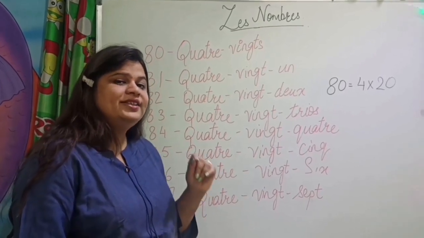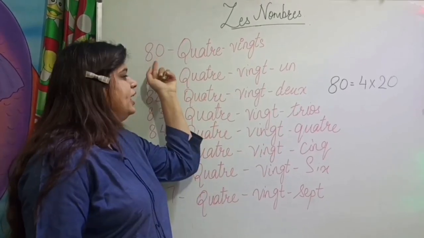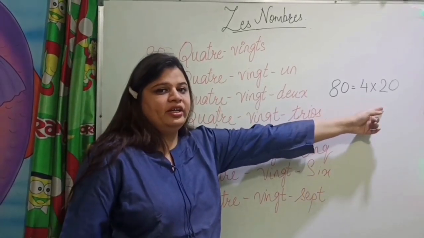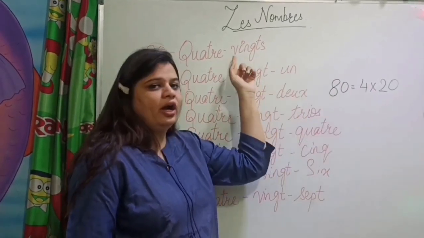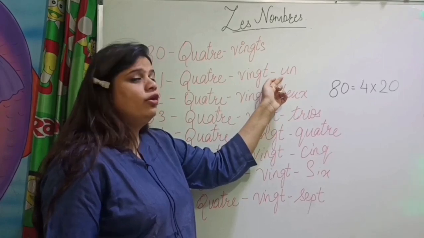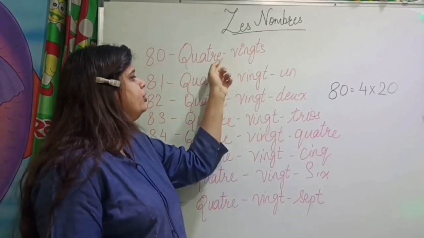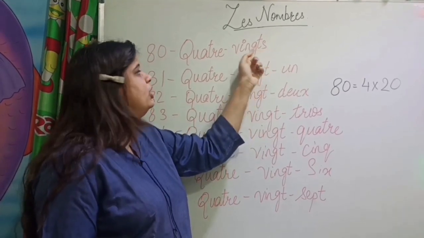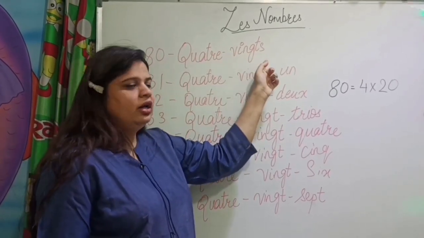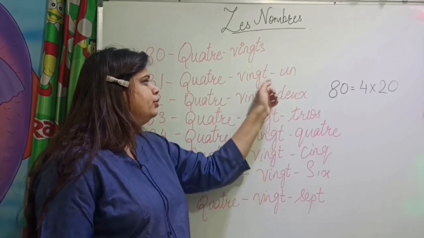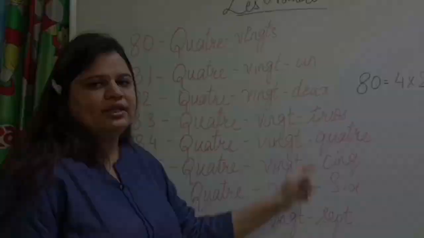So the easy trick to remember this is 80 becomes 4 multiplied by 20. 4 is quatre, 20 is vingt. And you are going to use the line of 1, 2, 3, 4, that is un, deux, trois, quatre. And you are not going to use S in this. Only in 80 you are going to use quatre-vingts, and in the rest you are going to use just vingt without S.